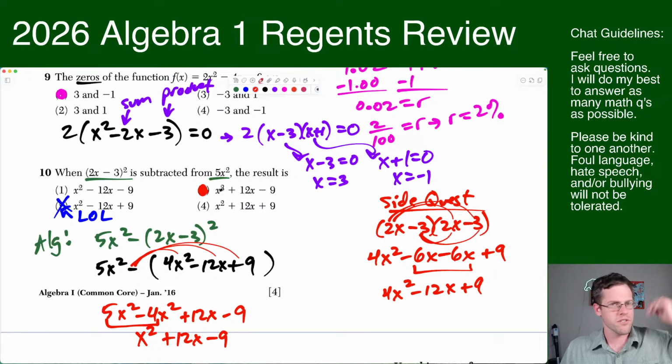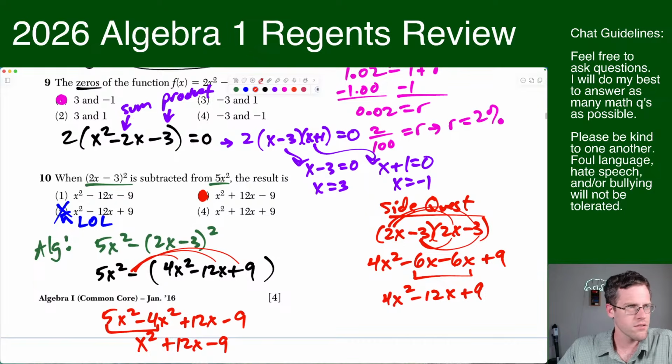All right. Or when in doubt, pick C. That works here too. Great. So that is question 10.